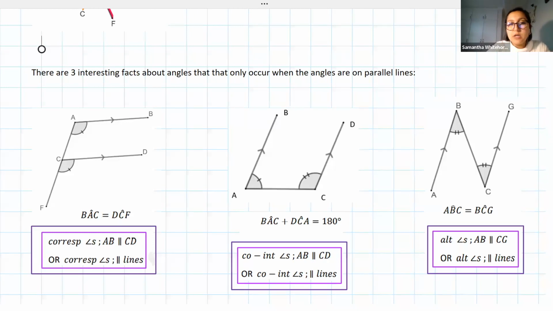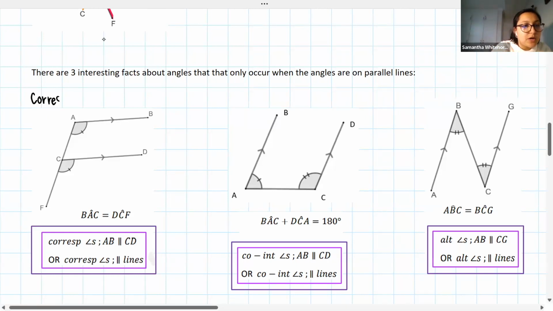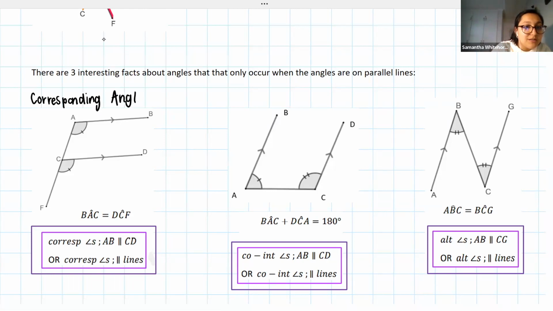So the first one we're going to look at is this F shape. Now, guys, this F shape could be in a multitude of forms. It could be backwards and squished. It can be very squished. It can be on its side. As long as you have a general F shape somewhere, you are working with what we call corresponding angles. The relationship of corresponding angles is they sit in the same corresponding position in the diagram, and they are equal to each other. So I'm going to explain that a little bit more.